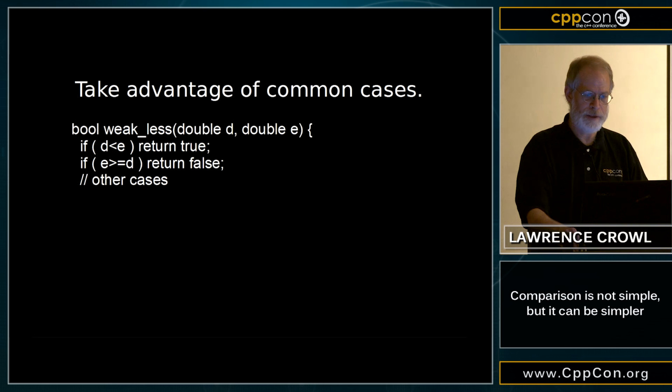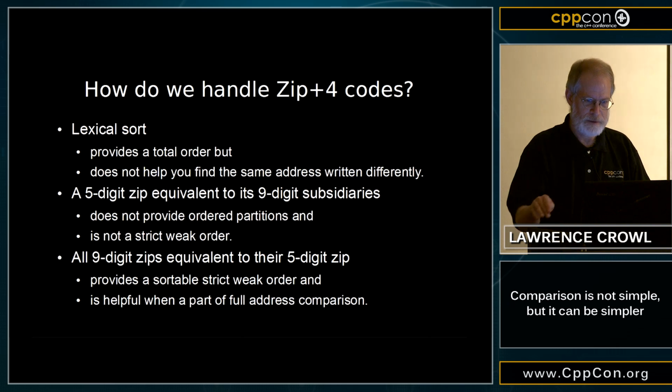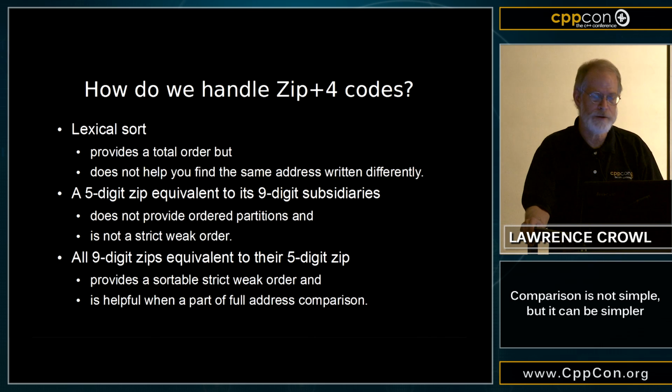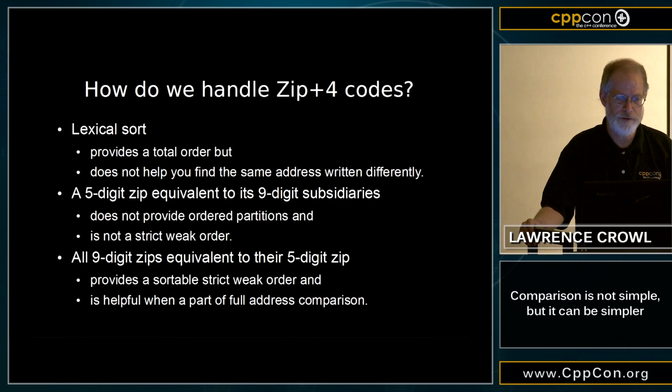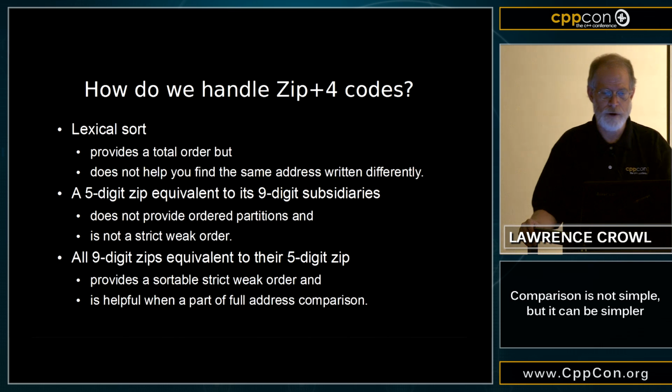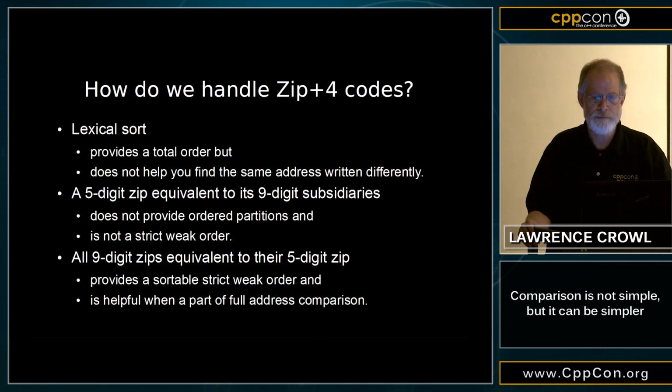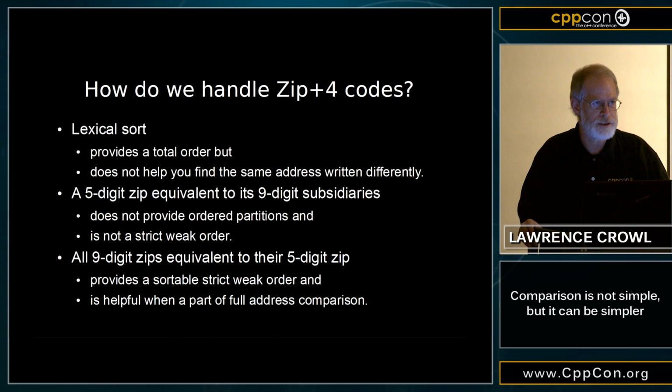Okay, we've done floating point. Now let's go into another example. What I'm going to do is look at zip codes, and in particular their relationship with zip plus 4 codes. For those of you that are unfamiliar with US postal codes, zip plus 4 is an optional extension to the regular zip postal codes. The optional part represents a challenge.